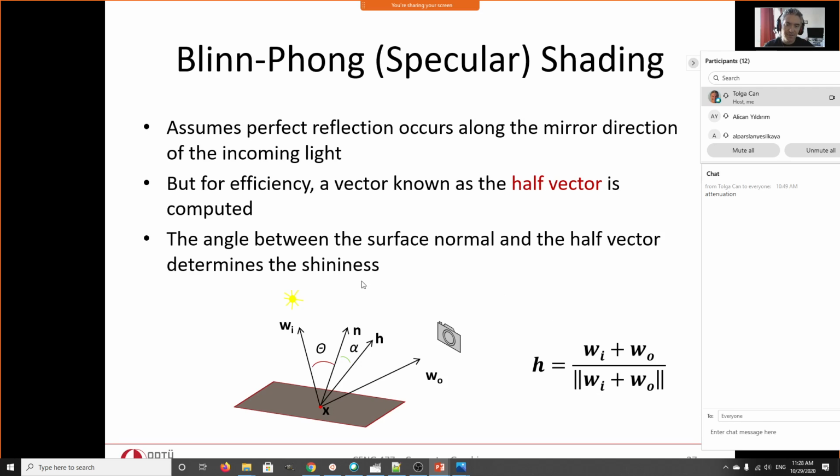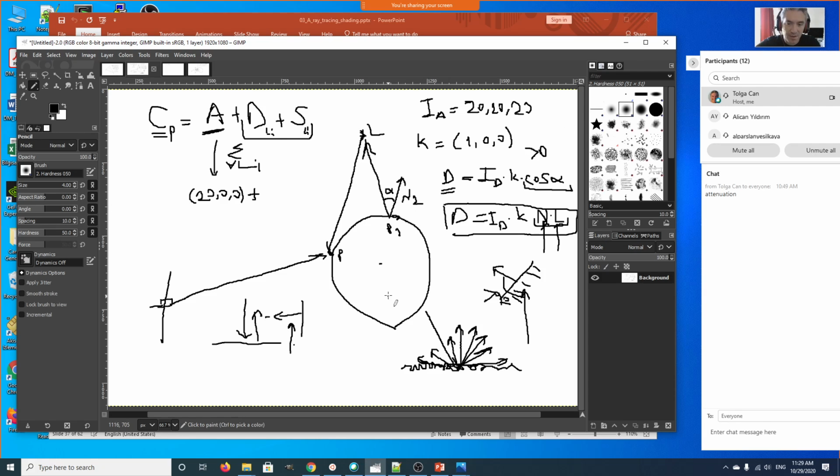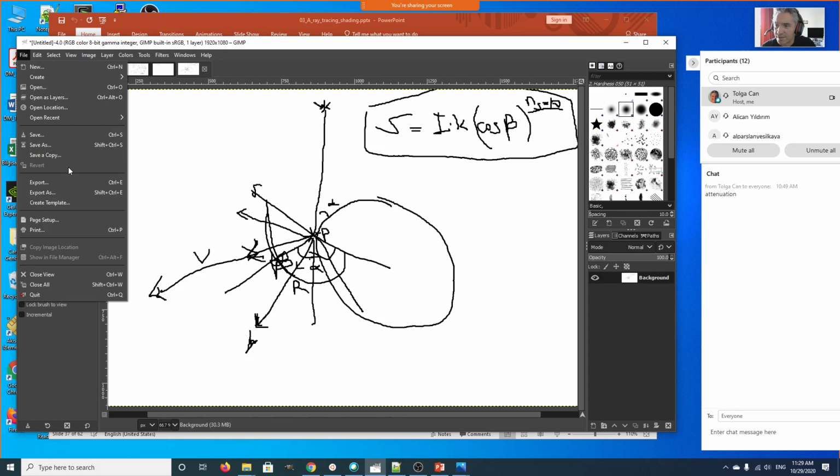The method that is described on this slide is a little bit different, and it will give us some different results than the method that I show you. The method that I show you here actually is the correct method. The angle between the view vector and the reflected ray, the cosine beta, is used in the original method. Let me also get a new slide, and after that I'm going to finish today's lecture.